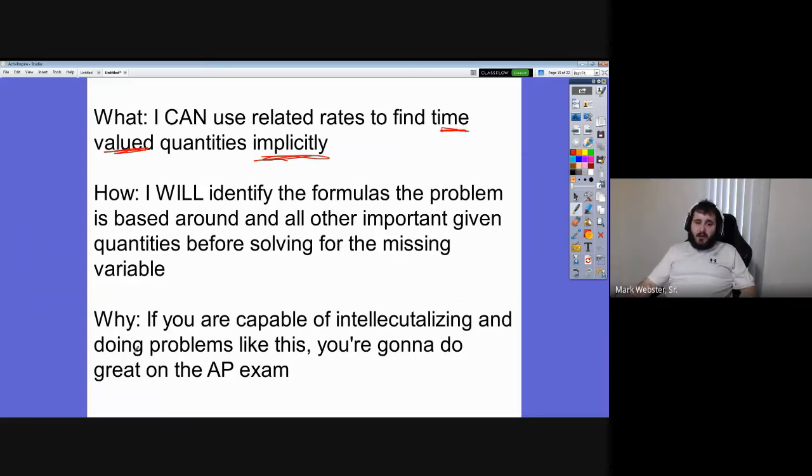And I really do mean this. If you're capable of intellectualizing and doing great on problems like this, the AP exam is going to be very simple because there's no one kind of problem here. Like, we're not going to go in and be like, okay, you're going to see about 5 of these, 2 of these, 3 of these. Every problem's going to be different, and there's basically infinitely many ways to craft a related rates problem. So literally, it's just going to have to be you relying on what you know.